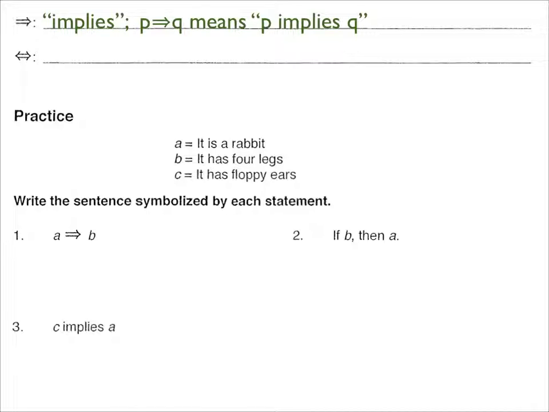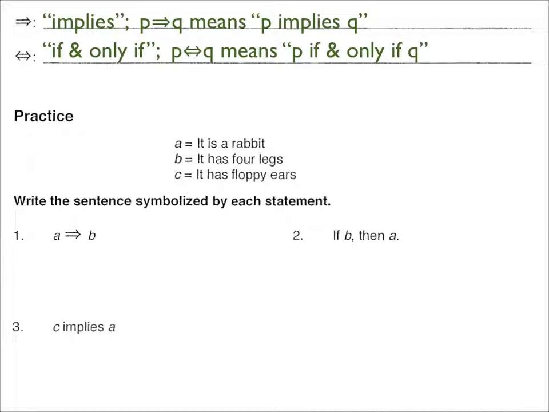The next one down is a double-sided arrow. Okay? So now you have it on both sides. Okay? And what that is, if and only if. Okay? P if and only if Q. Okay? So P is true if and only if Q is true.